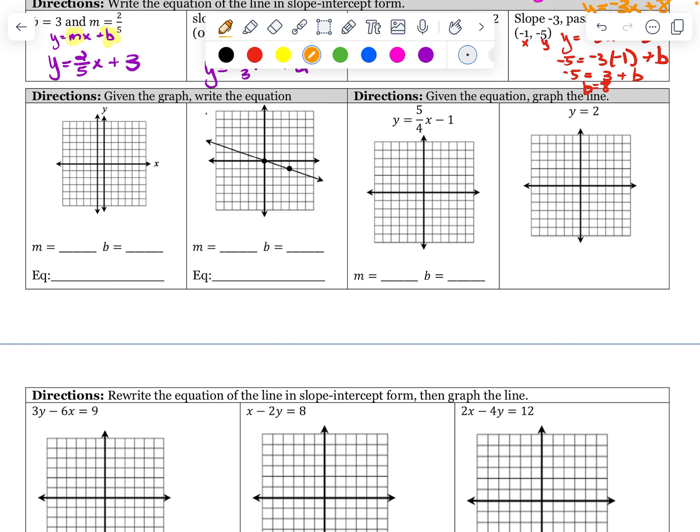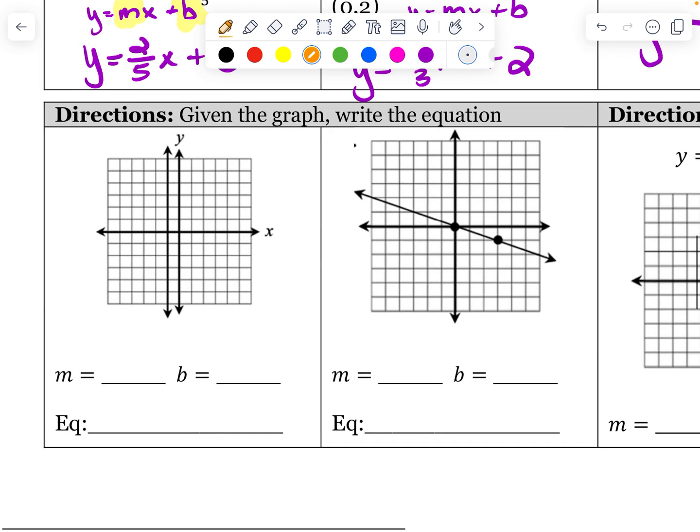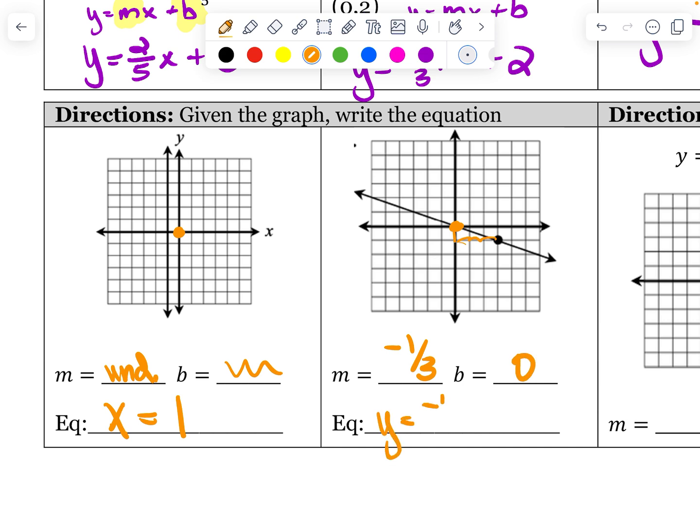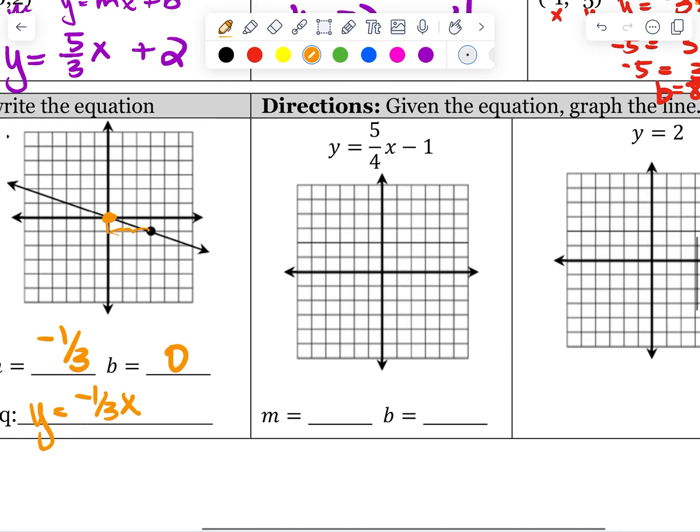Given the graph, write the equation. My slope here is undefined. My y-intercept does not exist, right? It does not ever cross y. So this equation is going to look different. X equals, what is that, a 1? Gorgeous. This one, down 1 over 1, 2, 3. -1 over 3. My y-intercept, it crosses y at 0. So my equation, y equals -1/3 x plus 0. Can write it or not.